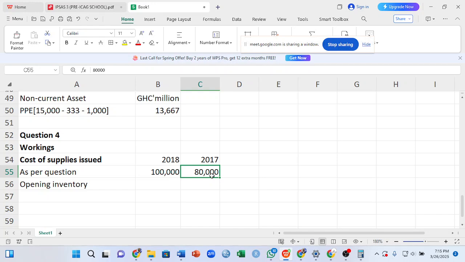Are you to add or subtract? So that is here for opening stock. We normally add, and now we added, and it is an error.